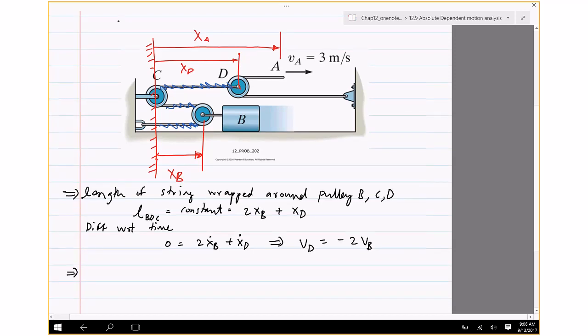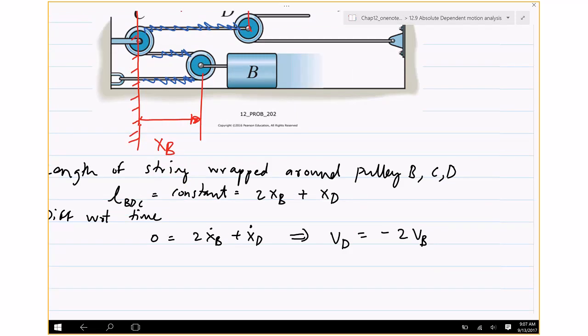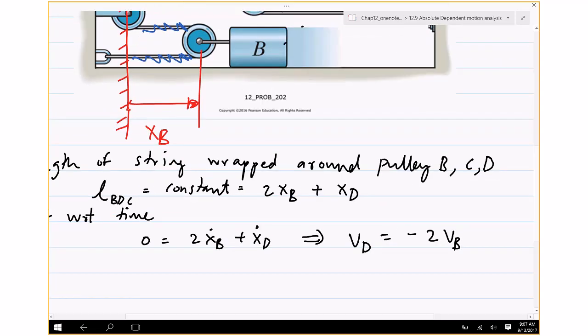The second string which I'm interested in, or the cable, is the one which is wrapped around pulley D. Oh, so this is twice BE, okay, and this is BE, and then when I move this to the left side, I get this. So I skipped a step. VB, VD.